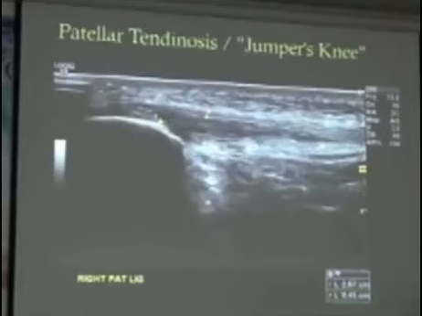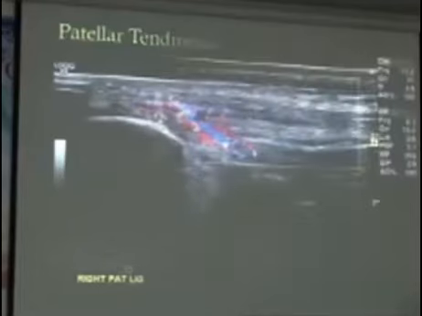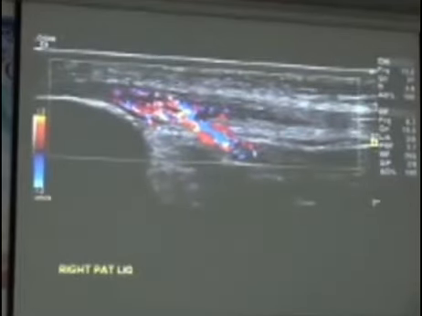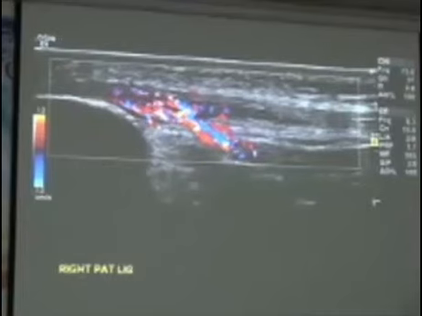And using color Doppler, we're able to see that there's quite a lot of vascularity in that area as well.